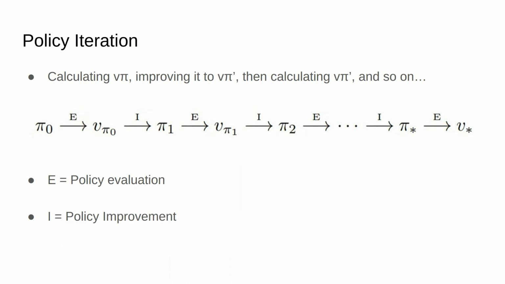Once a policy has been improved using V pi to yield pi prime, we can then compute V pi prime using policy evaluation again and improve it to yield pi prime prime, and so on and so forth, all the way until the optimal policies and value functions are reached. This method of using policy evaluation and then policy improvement is called policy iteration.